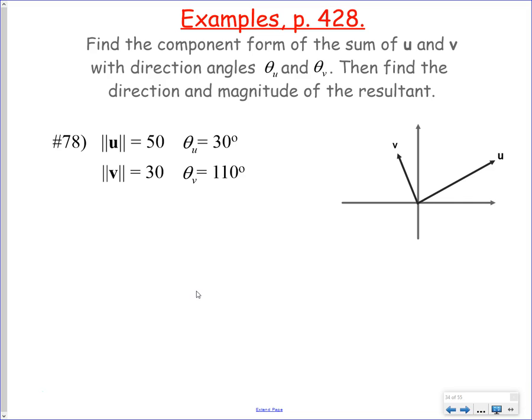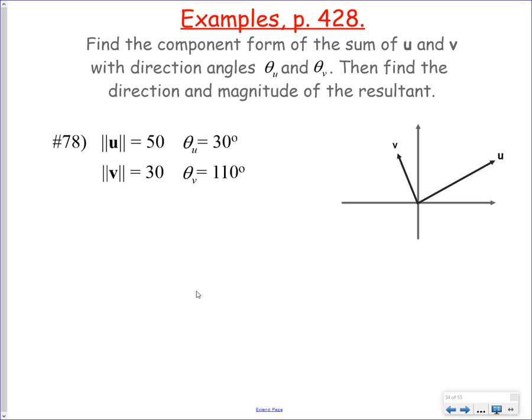Okay, so two different vectors. I drew them for you. 50 is going to be a little bit longer than 30. I made this kind of like 5 units and this kind of like 3 units because it's a 5 to 3 ratio. This one is 30 degrees-ish. This one is 110 degrees-ish. So I approximated. They want us to put them together.